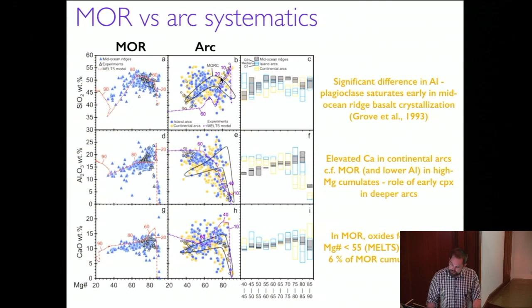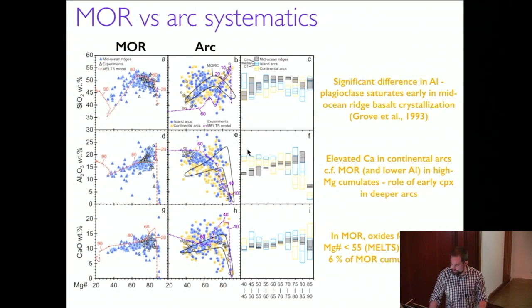And you can see what I've overlain here with the black lines is the actual field that would be defined for the mid-ocean ridge cumulates. So you can see that there is a much bigger scatter. But some of the things that we expect to be happening at mid-ocean ridges versus arcs, you can clearly see. So you can see that there's a significant difference in aluminium concentration.